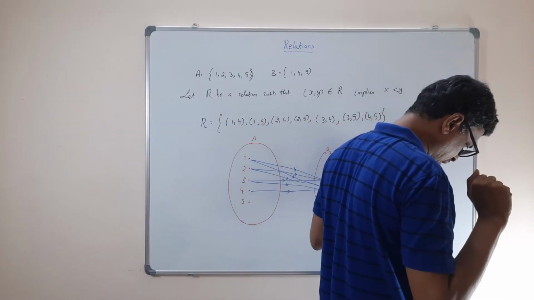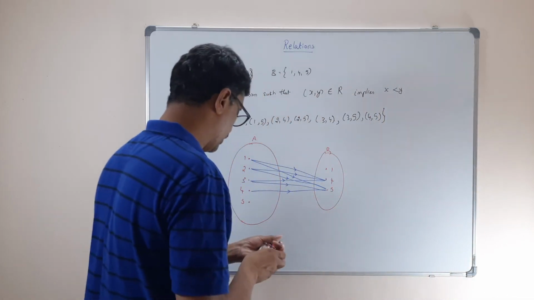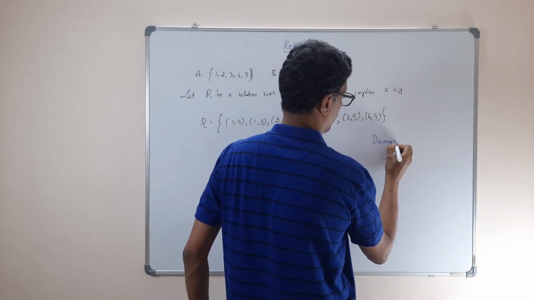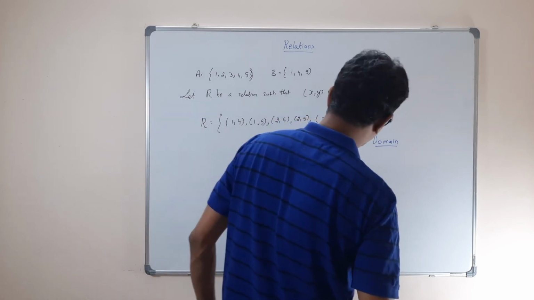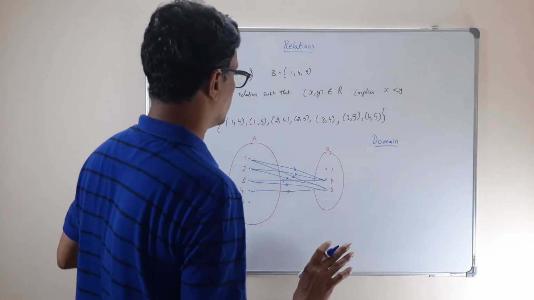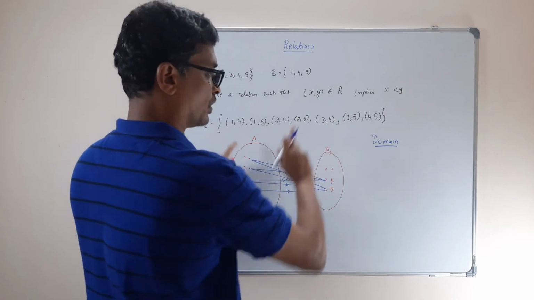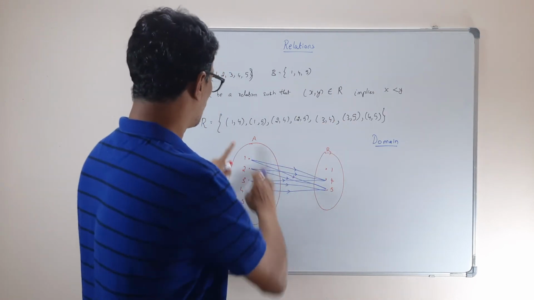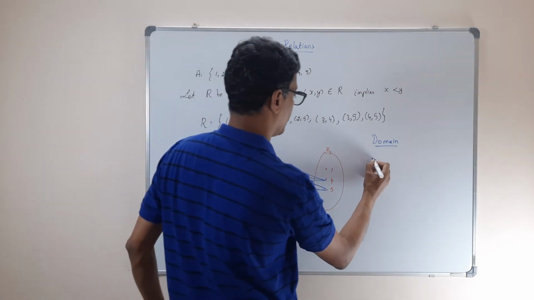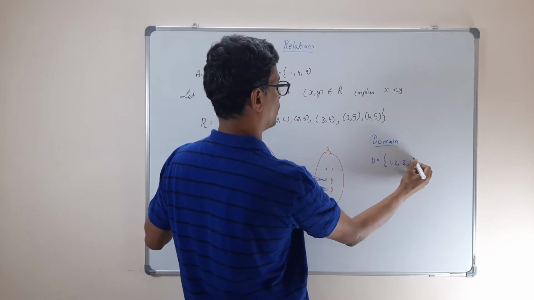There are two other terms which I introduce and then I leave it. Domain. What do you mean by domain? Domain is the set of all the first components of the ordered pairs in a relation R. So don't write 1, 1, 2, 2, 3, 3 because we don't need repeating. Your domain, let me call it D, here is 1, 2, 3, and 4.